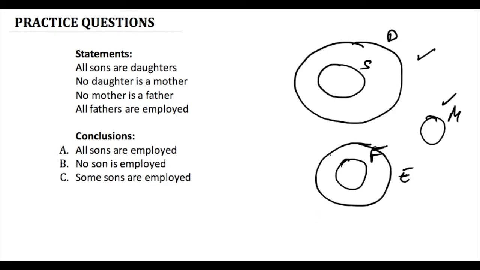कंक्लूजन देखते हैं। ऑल सन्स आर एम्प्लॉयड, क्या ये पॉसिबिलिटी है? हाँ, ज़रूर पॉसिबिलिटी है। ऑल सन्स आर एम्प्लॉयड अगर ऐसे हो सकता है, E यहाँ पे आ गया और F यहाँ पे आ गया, नहीं, F ऑल फादर्स आर एम्प्लॉयड है तो F ऐसे आ गया, तो ये पॉसिबिलिटी एक बन जाती है जिससे ऑल सन्स आर एम्प्लॉयड ठीक हो जाता है। दूसरी लेते हैं पॉसिबिलिटी, दूसरी क्या होती है?